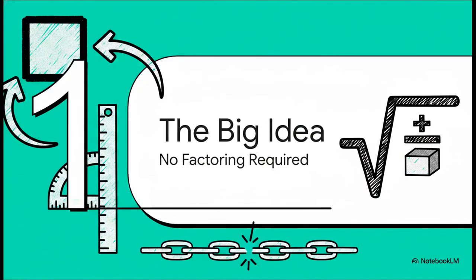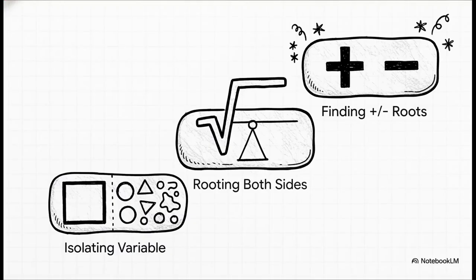Section 1. Unlocking the big idea. No factoring required. Okay, if you've been doing complicated polynomial factoring lately, I want you to just take a deep breath. Because guess what? Some quadratic equations don't need to be factored at all. No way. We can just isolate the squared term and take the square root of both sides. It's a real game changer.